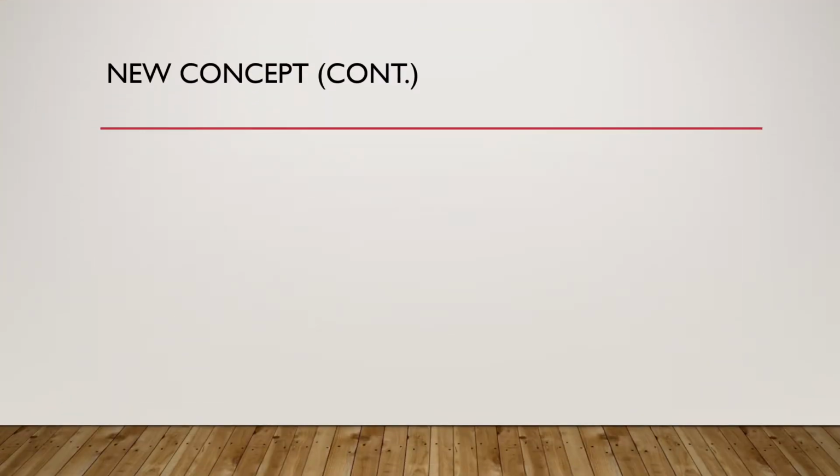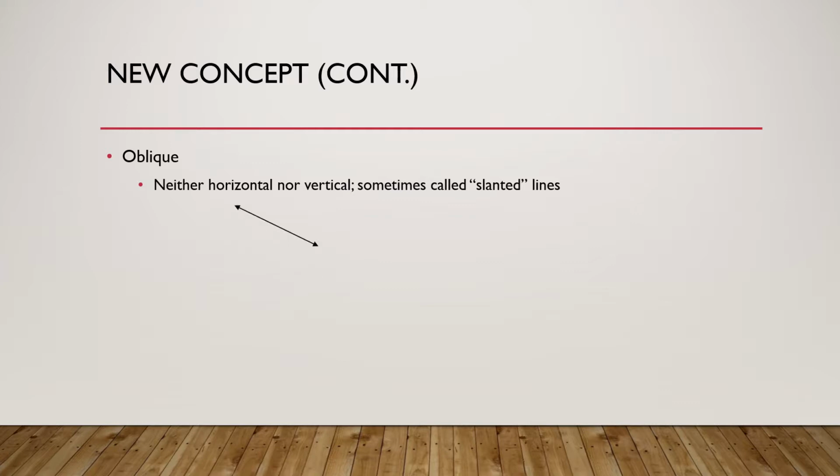And we have one more kind of line, an oblique line. We sometimes call this a slanted line. It's in between horizontal and vertical, so it could look like that. It could be slanted any direction as long as it's not flat or straight up and down.